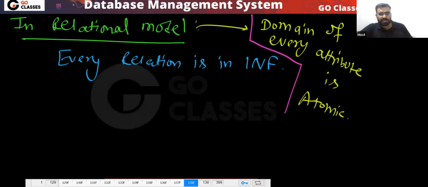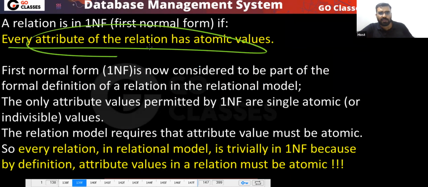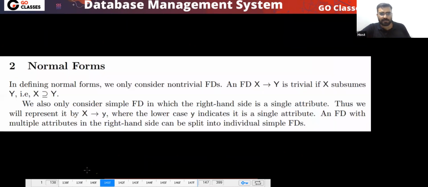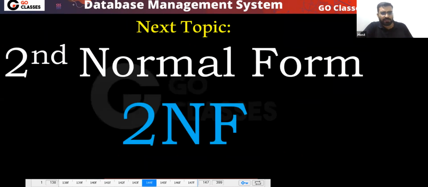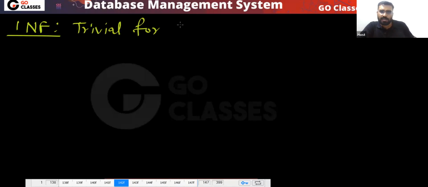You can notice in the relational model, every relation is in 1NF. So this first normal form is nothing, every relation is in 1NF. Now let's start 2NF and 3NF. Before we study 2NF and 3NF, let me first tell you a few things. This 1NF is very trivial for the relational model.